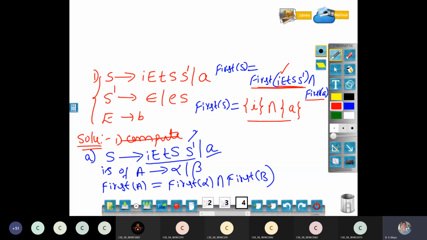Do you have anything common between these two, I and A? No. Then, ma'am, I can say the grammar is true. Then you have to try the second production the same way.